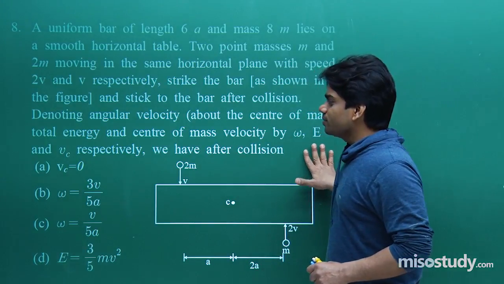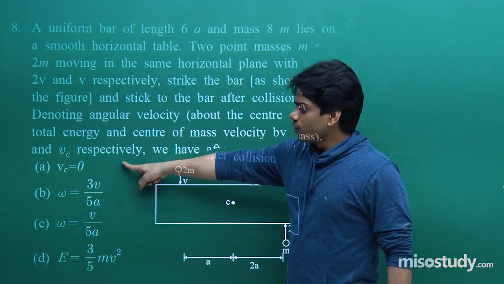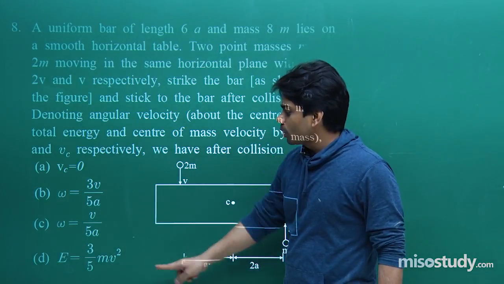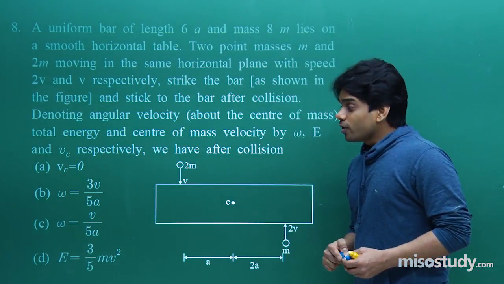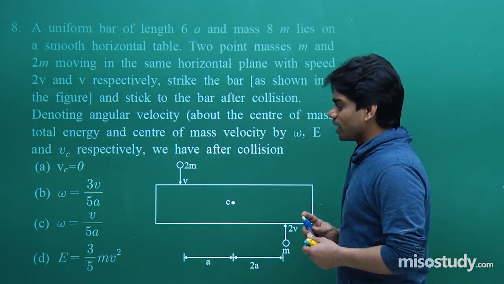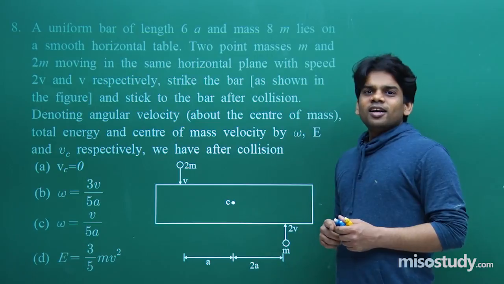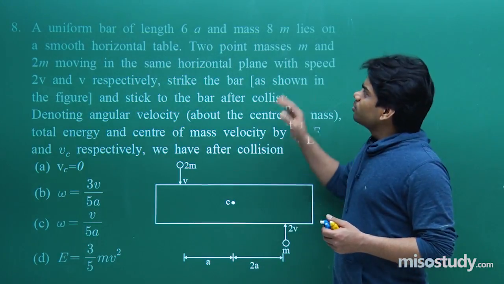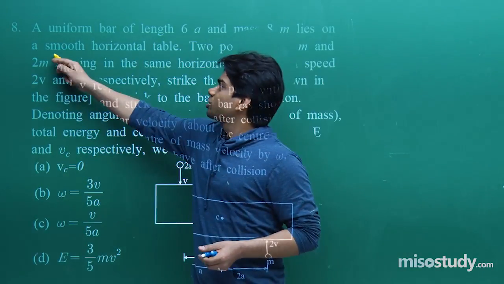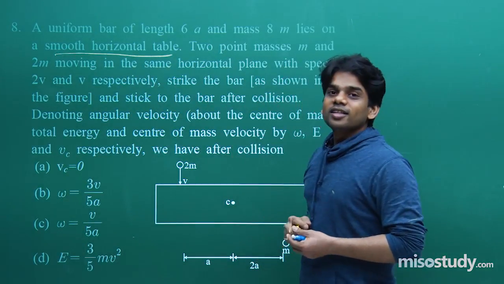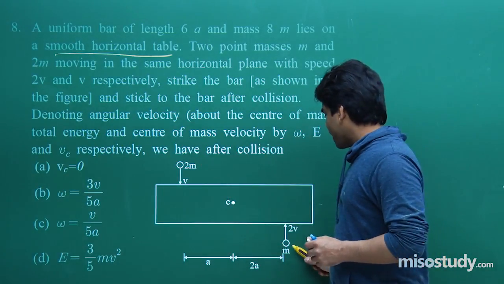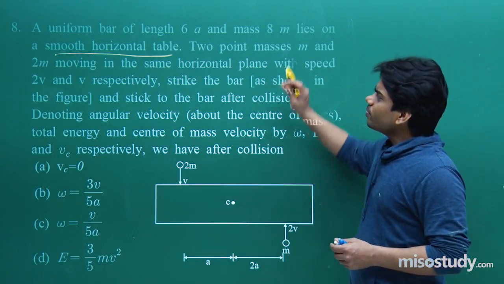We have after collision velocity of center of mass equal to 0, omega equal to 3v by 5a, omega equal to v by 5a, and E equals 3 by 5 mv square. So you have to check what is the angular velocity, what is the energy, what is the velocity of center of mass. Now see here, since it's lying on a smooth horizontal table, this point is important. Seems simple, but smooth horizontal table means no external force will be acting on the system of 2m and m on this plank.